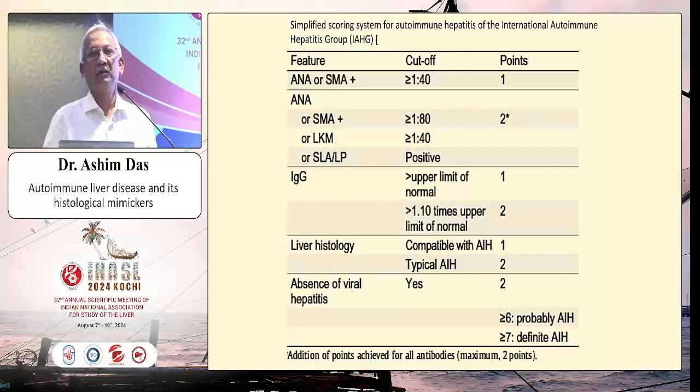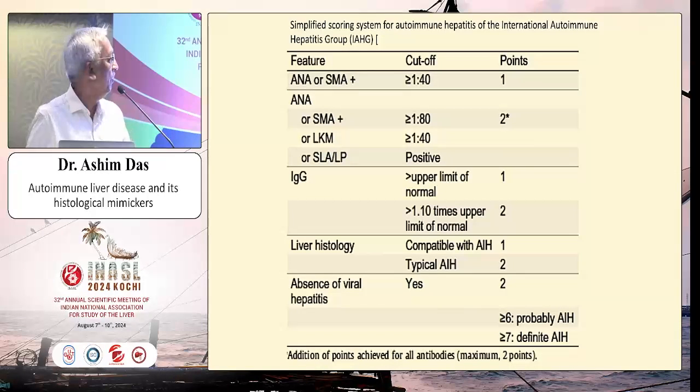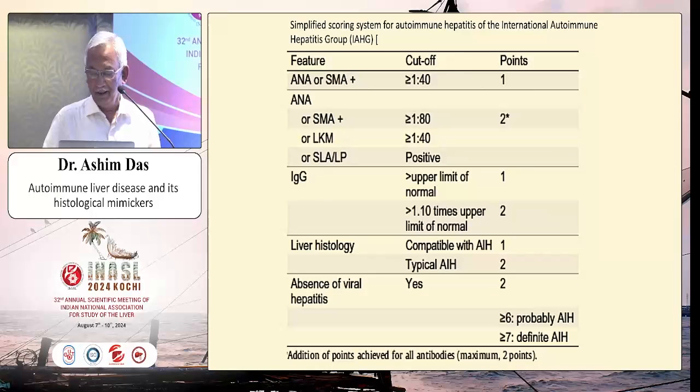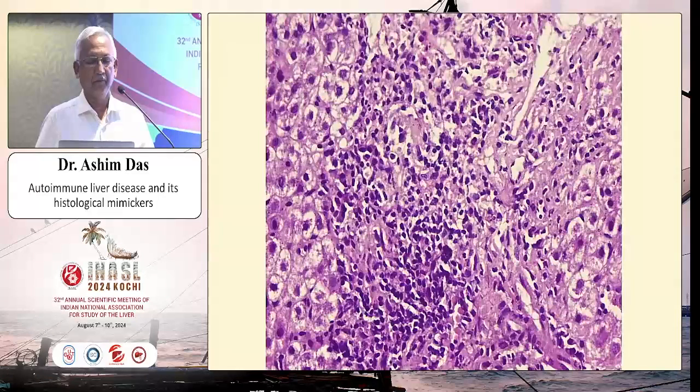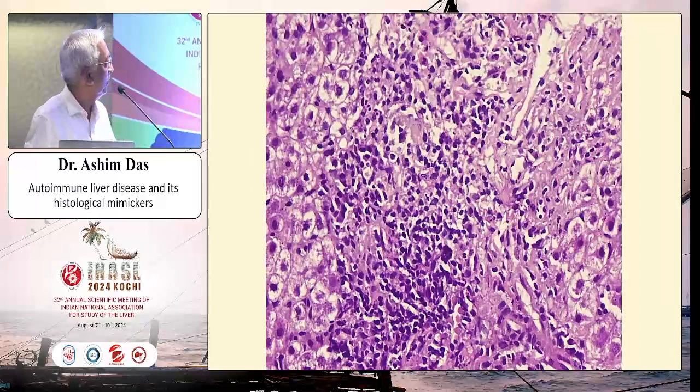Compatible liver histology for autoimmune hepatitis is significant inflammation, moderate to severe portal inflammation with significant interface hepatitis, and nowadays emperipolesis has come. One has to take these two factors to call it compatible with autoimmune hepatitis. Then the combination of autoimmune hepatitis with primary biliary cholangitis and primary sclerosing cholangitis leads to overlap syndromes.